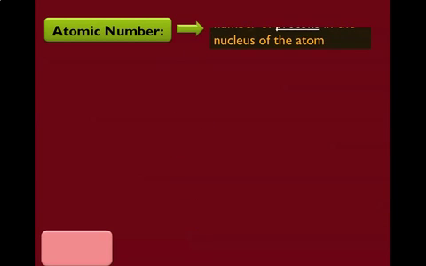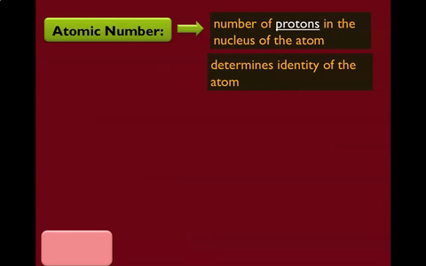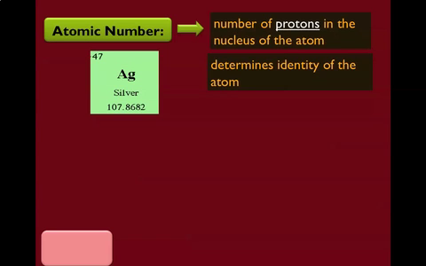The atomic number is the number of protons in the nucleus of the atom, and the atomic number determines the identity of the atom. If you have an atomic number of 2, that's helium. It has 2 protons in the atom. If you have an atomic number of 6, that's carbon, and it has 6 protons in the nucleus. For instance, this one has silver. The atomic number is in the upper left-hand corner, 47.